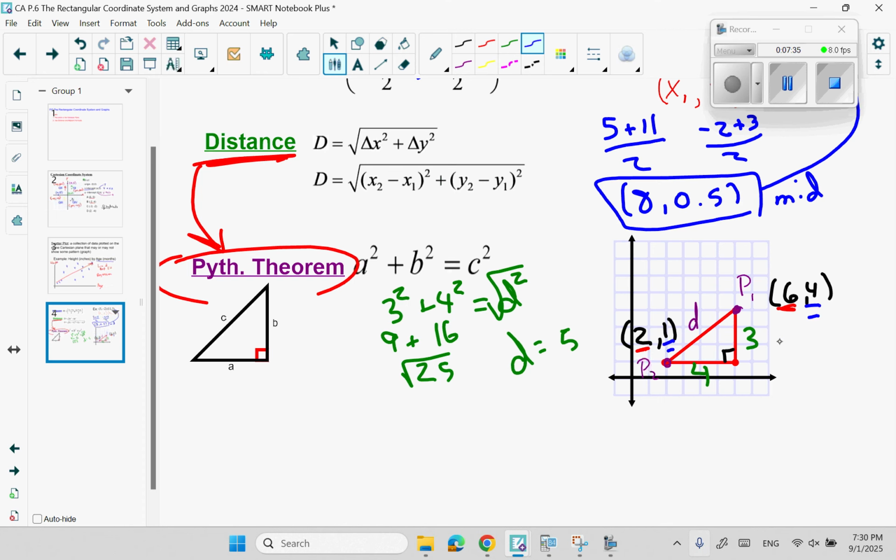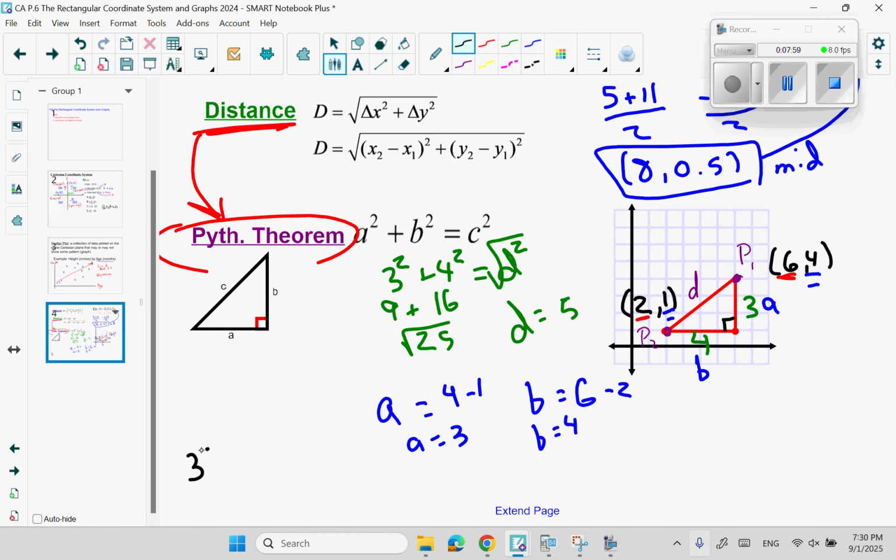So if we look at just a and b, all I did for a was 4 minus 1 for 3. All I did for b was 6 minus 2, or b equals 4. If I were to write them in terms of the Pythagorean theorem, that would be 3 squared plus 4 squared equals d squared, and we want to get d by itself, so square root. So d equals the square root of 3 squared plus 4 squared. That's what we did, right?